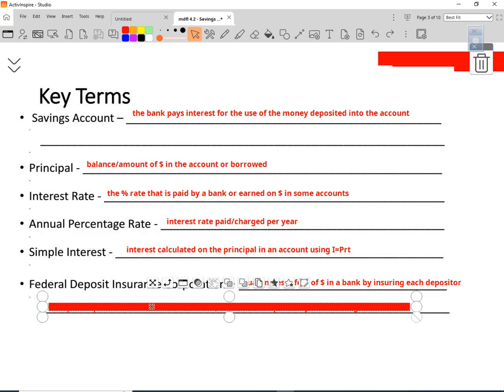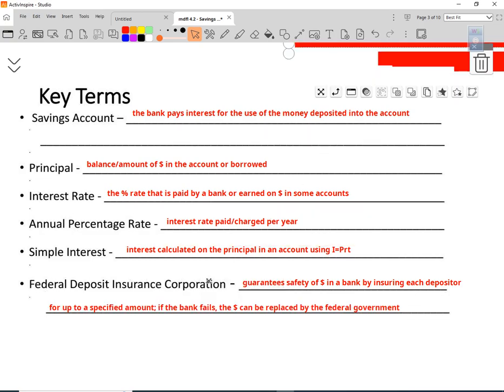So the FDIC, Federal Deposit Insurance Corporation, guarantees safety of money in a bank by insuring each depositor for up to a specified amount. If the bank fails, the money can be replaced by the federal government. So it's not an unlimited amount, so that's something you look at. If you've got a lot of money, there is a limit to what the federal government will cover at each bank, so you may want to check that out and maybe use more than one bank.